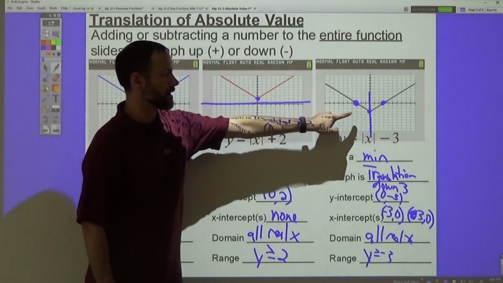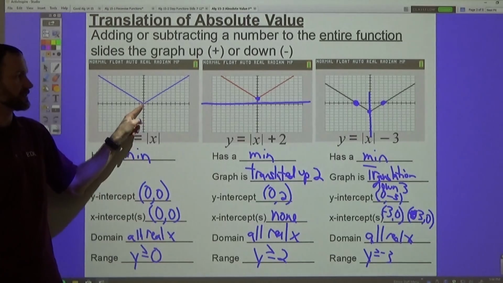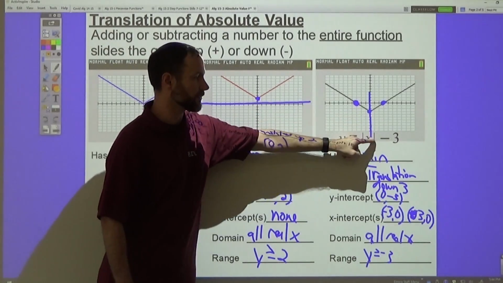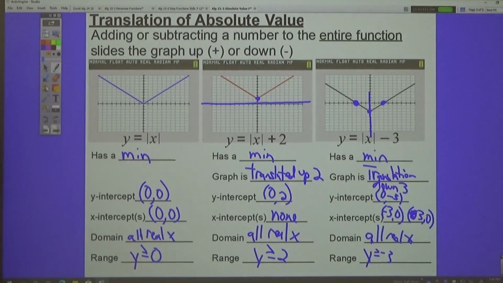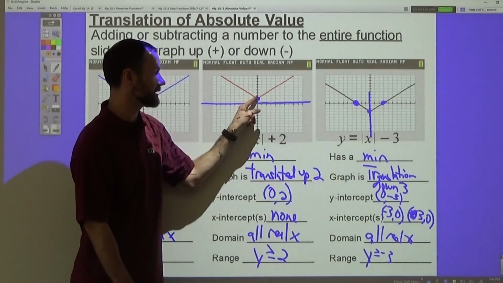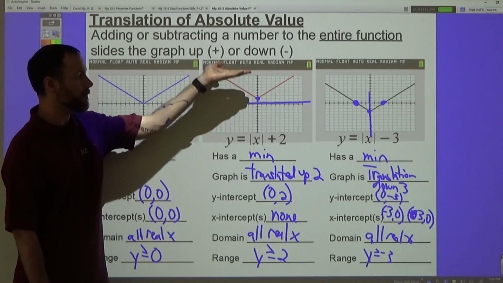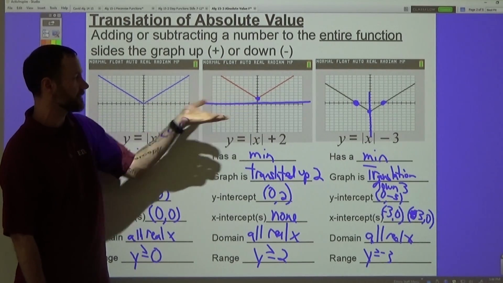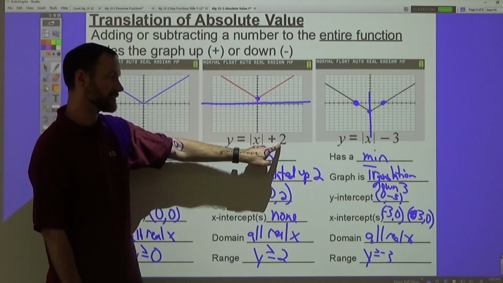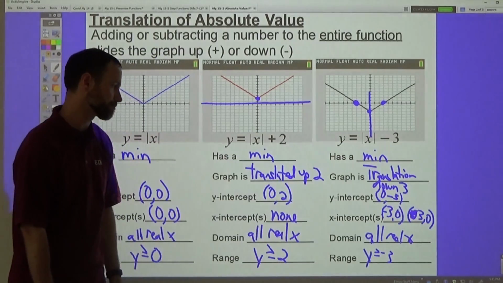Notice our min here and our min here. It went up by 2 from the original, which was at 0, 0. It went down by 3, so our min is at 0, negative 3. So this one has a min, this one has a min, because it has those 2 bottom points. This one is a translation up 2, because everything moved up 2 by adding 2 to the entire function. This one is a translation down 3.